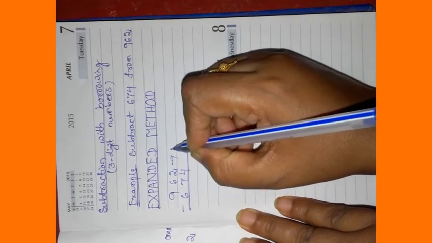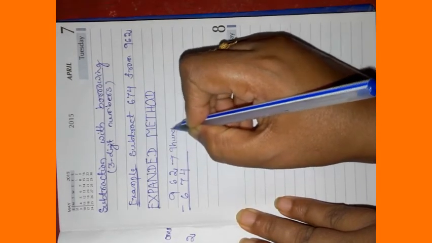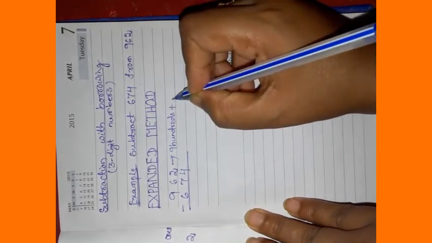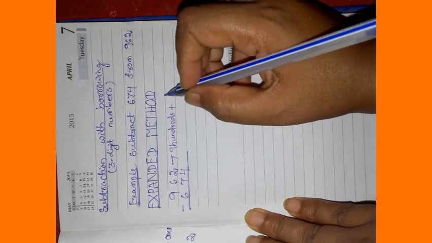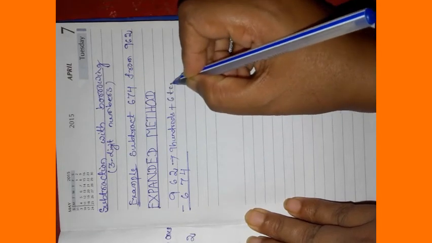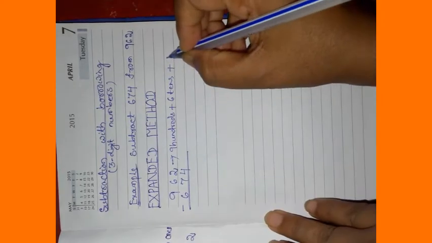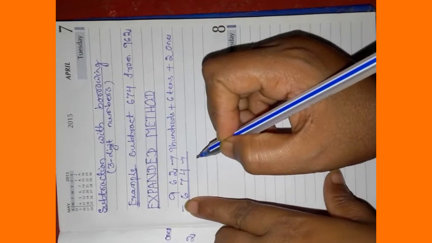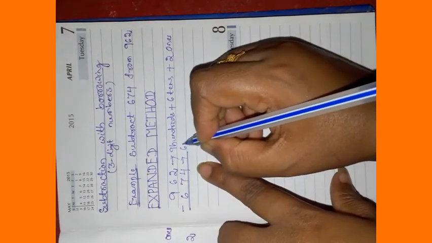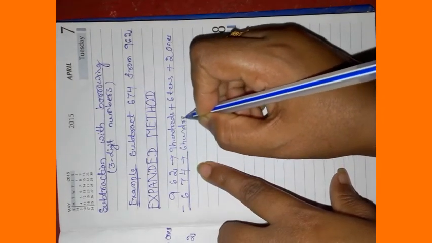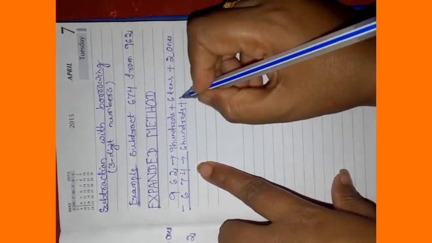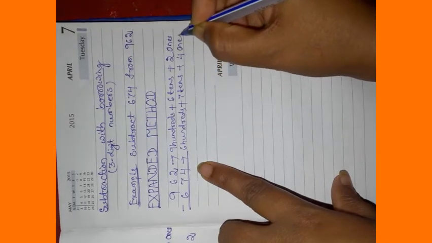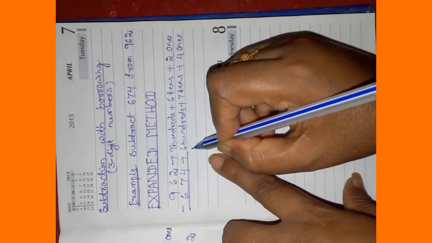962 equals 900 plus 6 tens plus 2 ones. 674 equals 600 plus 7 tens plus 4 ones. Let us subtract.